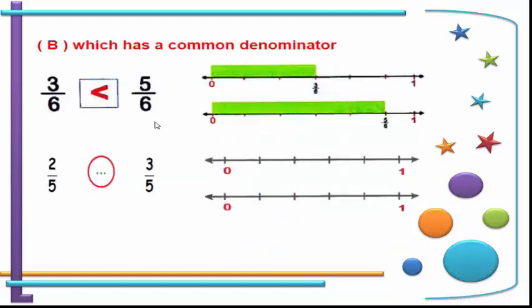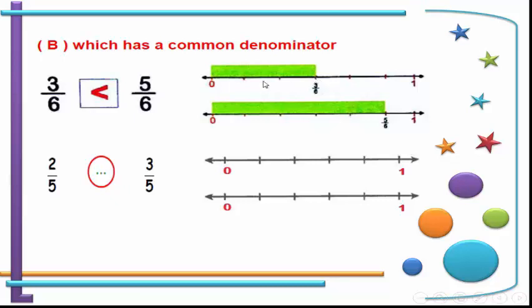Okay. And the second kind, which has a common denominator. The denominators are the same, 6 and 6, but the numerators are different. Let's show 3 over 6 on the number line. We draw a number line, start with 0, and then break it into 6 equal parts. 1, 2, 3, 4, 5, 6. 6 over 6 is 1. Okay, let's show 3 over 6: 1 over 6, 2 over 6, and 3 over 6.